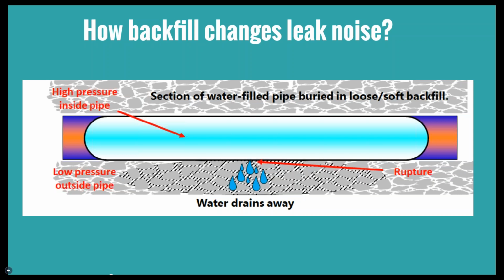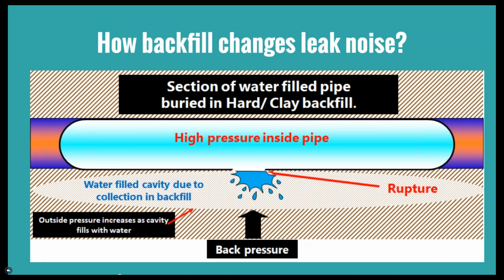So again, the backfill, as I mentioned. If your pipe is in a loose, soft backfill, the water drains away. So there's a high pressure inside the pipe and a low pressure outside the pipe because that backfill is looser, and that'll create a good noise for your pipe. And then the next slide shows, if you have a more compact clay backfill, the water can fill that cavity and create less of a noise when that occurs.